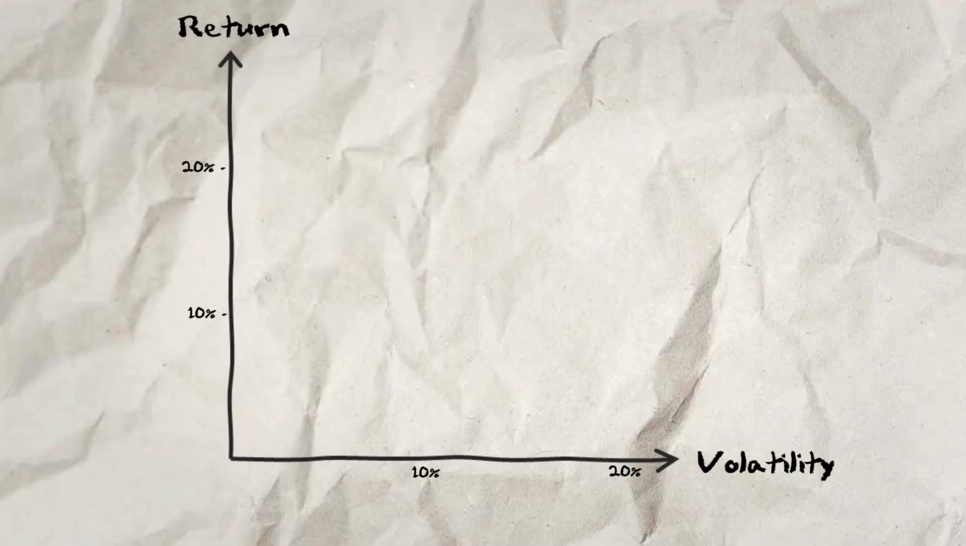So we have two securities. Assume security A has 10% return and 20% volatility. On a graph, we would put a point around here. And then we have security B with 5% return and 10% volatility. That will be over here. If we were to combine these two securities into a portfolio, let's say for simplicity we do 50-50% on each, where would we plot our portfolio on this graph?